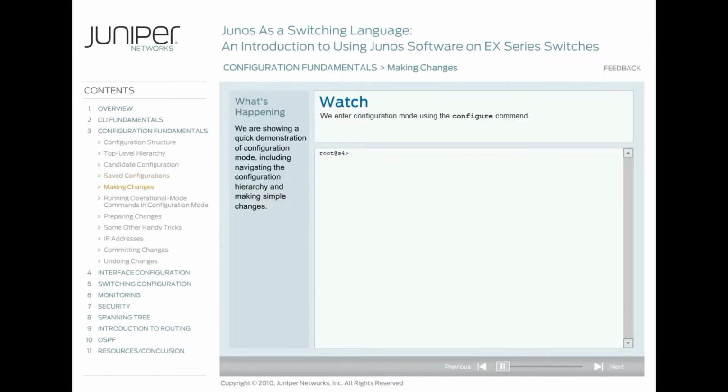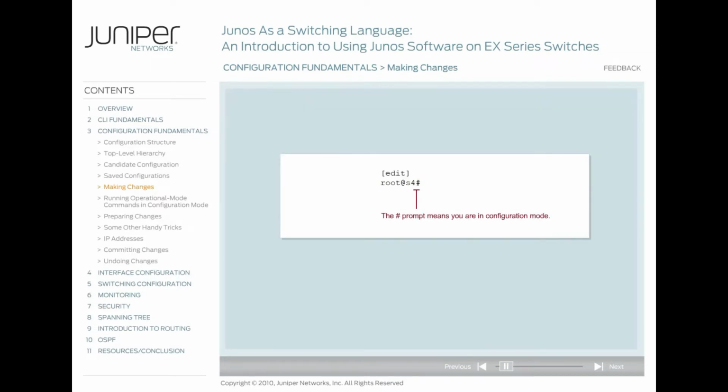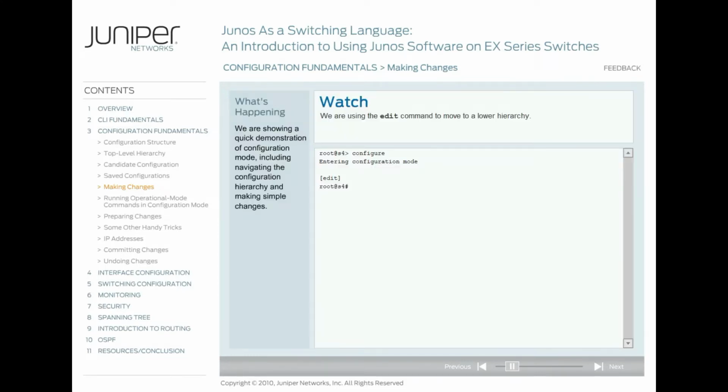Now we'll take a look at how you make configuration changes. First, we'll enter configuration mode using the configure command. The # prompt tells you that you are in configuration mode, and the Edit banner tells you what level of the hierarchy you are currently editing. In this case, we're at the top level, which is where you always start when you enter configuration mode. You use the Edit command to move to lower hierarchies. For example, to edit the ge-0/0/9 interface, we'll enter the command edit interfaces ge-0/0/9.